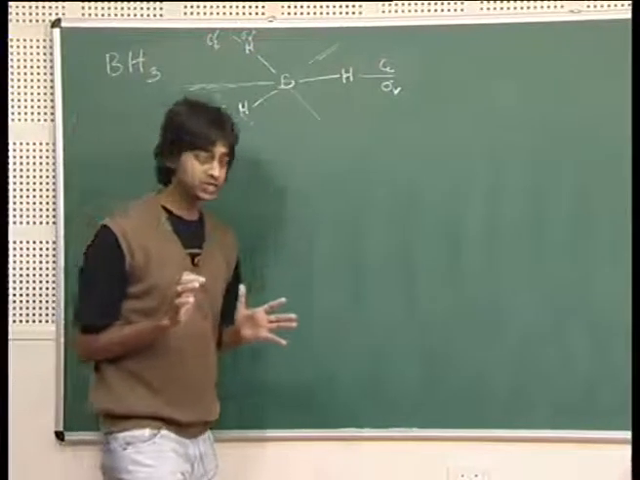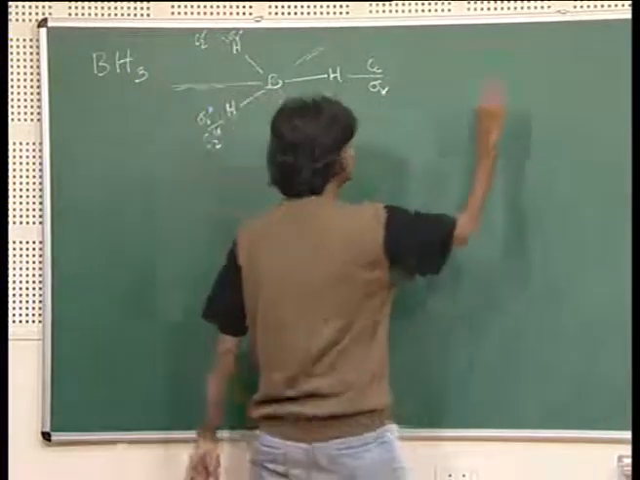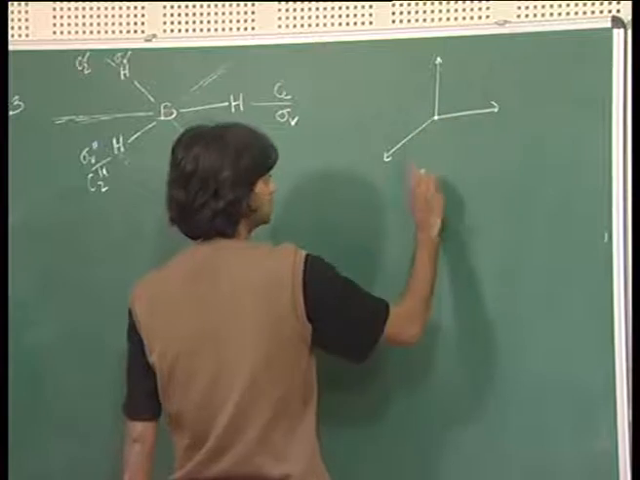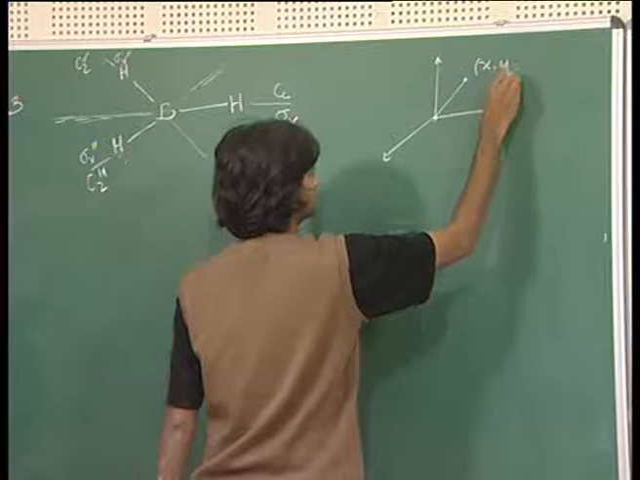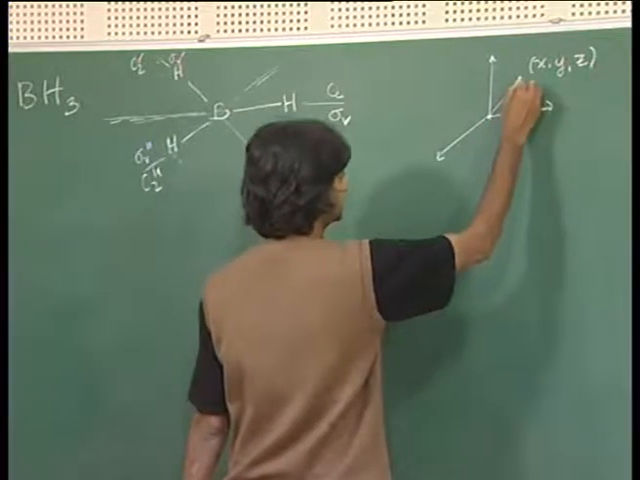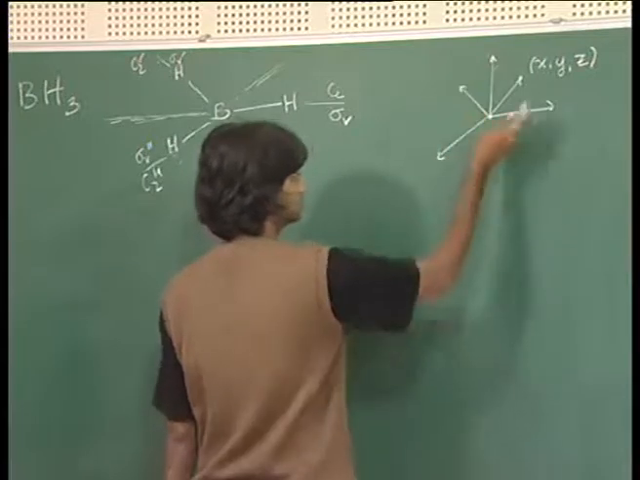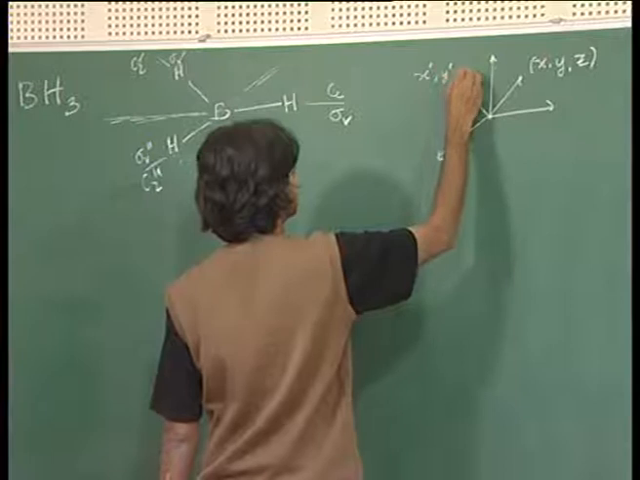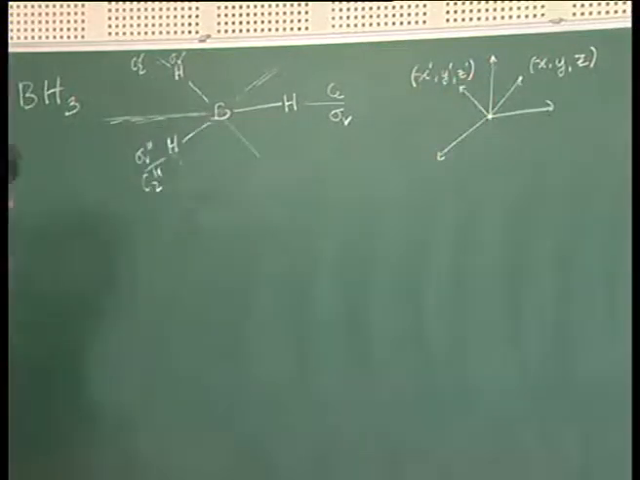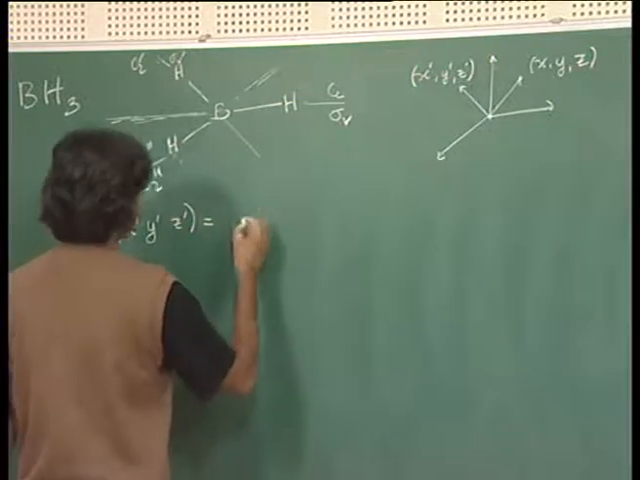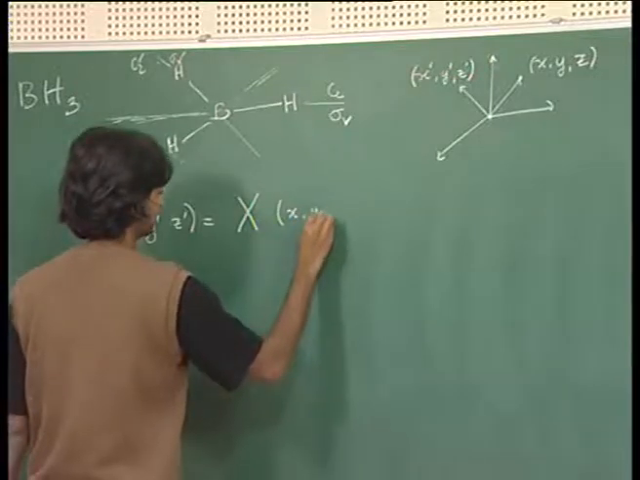So what we shall do is take an arbitrary point in space. Let's take a coordinate system that is centered at the B atom, and you have an arbitrary point x, y, z, or you can think of it as a vector x, y, z. Now when you do one of these symmetry operations, this goes to some other vector with the same length, some new vector x prime, y prime, z prime. So we write this in the following way: x prime, y prime, z prime is equal to the operator acting on x, y, z.